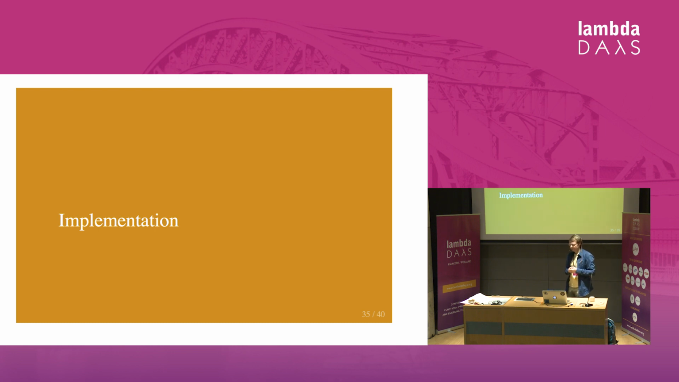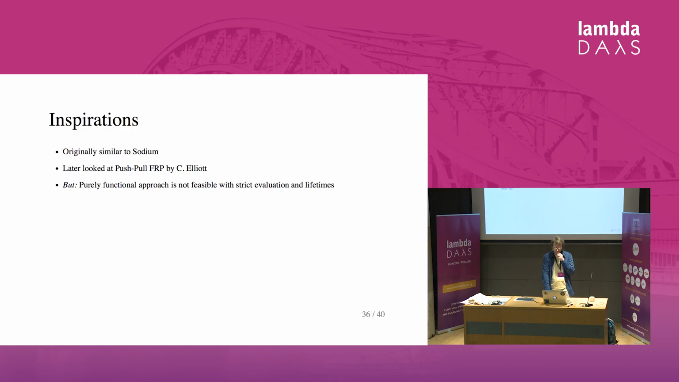Now, I want to talk a little bit about implementation details of the library. So my original inspiration for this was the Sodium set of libraries. This is pretty much an implementation of FRP that is done in a variety of languages, such as Java and C#, and originally it came from Haskell, I think. And this was pretty interesting because it already started out with the separation of streams and signals, which I found pretty helpful. But later I also looked at a paper by Conal Elliott about push-pull FRP, which gave rise to this continuous notion of signals, which was good to do animations and things like that.